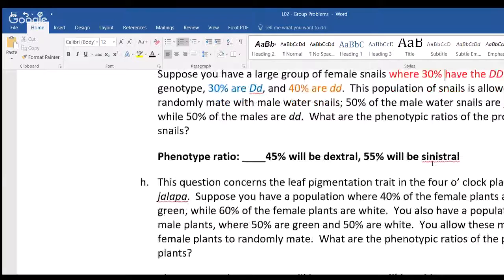And then for H, it's kind of the same thing. We just need to look at the females, and we see that 40% of the female plants are going to be green. 40% of the females are white. So that's going to show us what are going to be in the opposing plants.